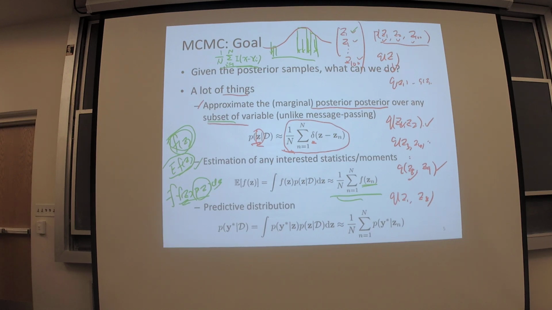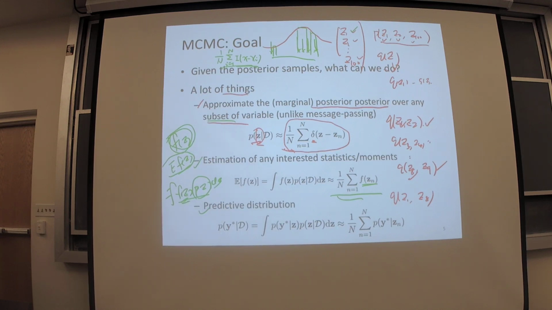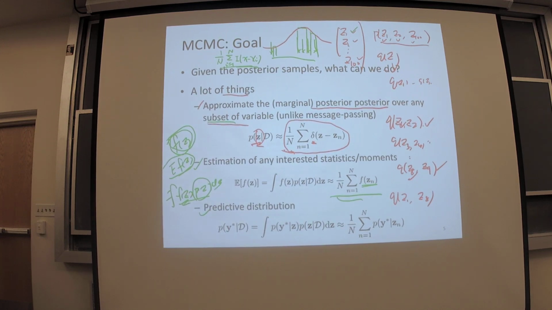And also, a third important benefit is that with Bayesian inference, we can calculate the predictive distribution, right? So the predictive distribution is the integration of your posterior distribution of the latent random variables and the predictive likelihood.